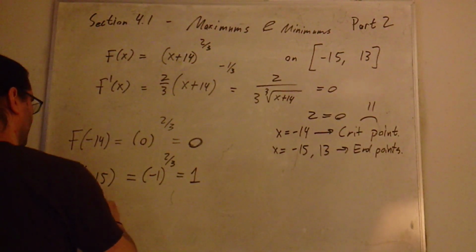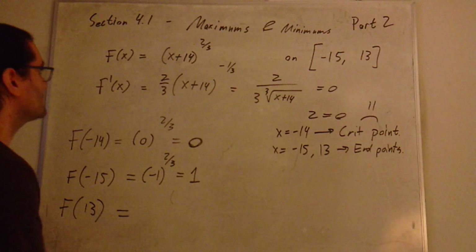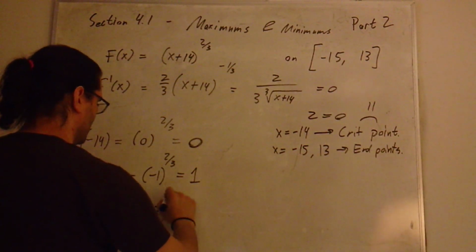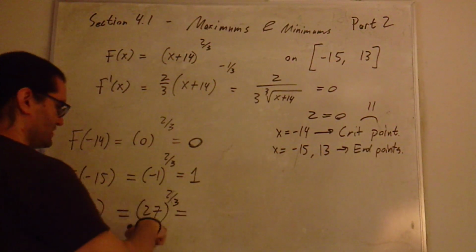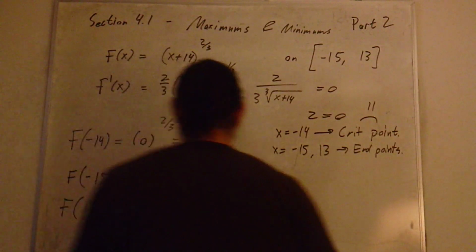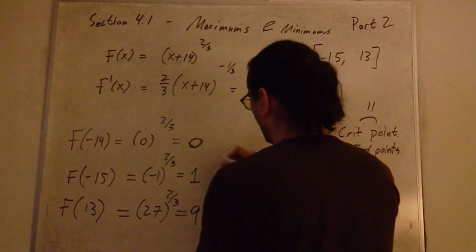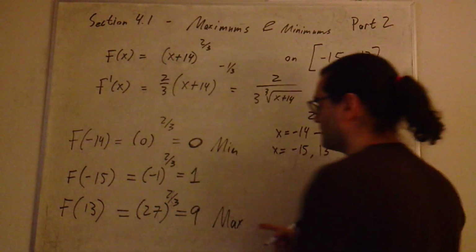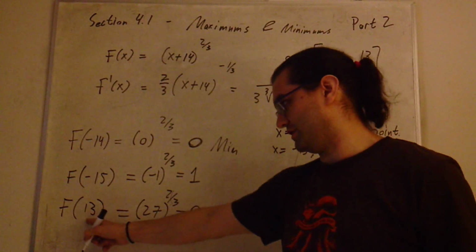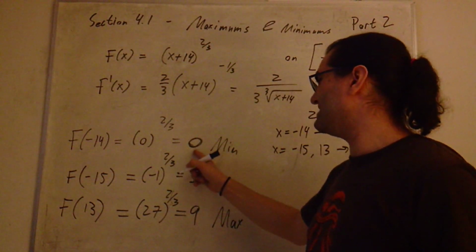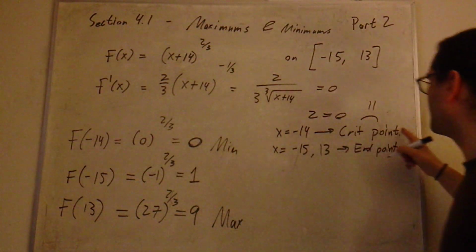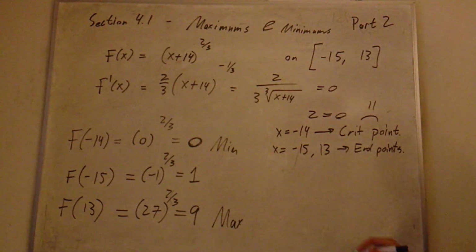And f of positive 13 will give us 27 to the 2/3, which is, cube root of 27 is 3, squared should be 9. So the maximum is 9, and it's at x equals 13. And my minimum is 0, which occurs at x equals negative 14. So the minimum is coming from my critical points, and the maximum is coming from one of my endpoints.